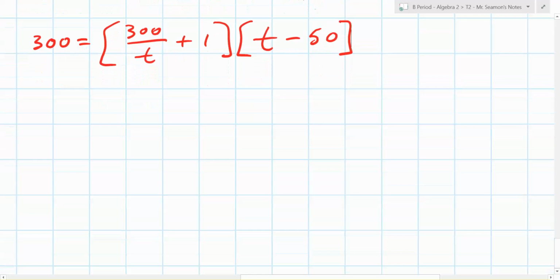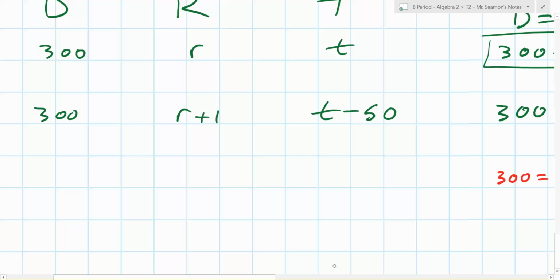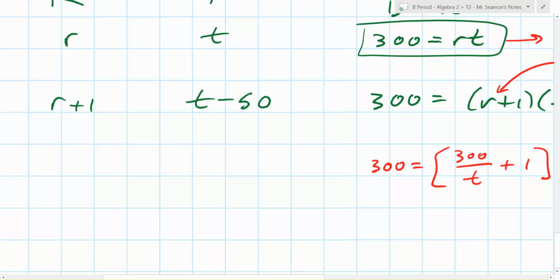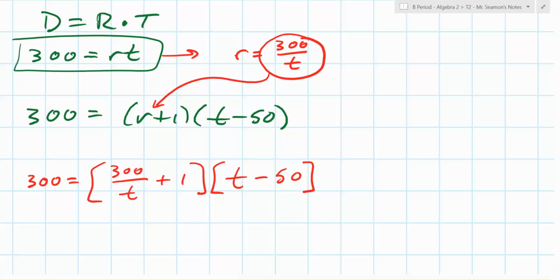How many equations is that? 1. How many variables is that? 1. Okay, everybody. We had a 50-50. And we got 300 is equal to r plus 1 times t minus 50. Kind of makes sense because if the rate gets faster, the time should go down because they're going the same distance, right? So we're plugging this in.